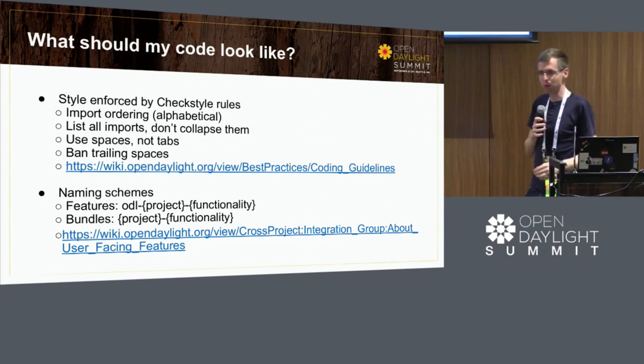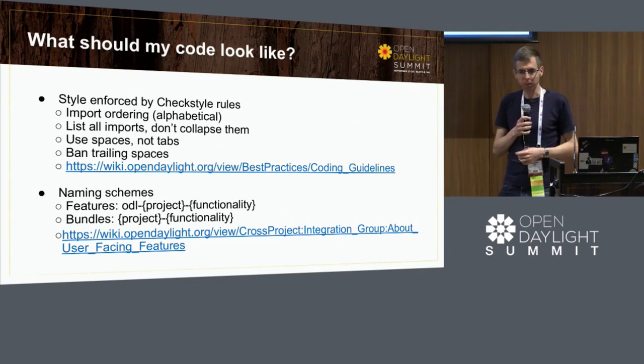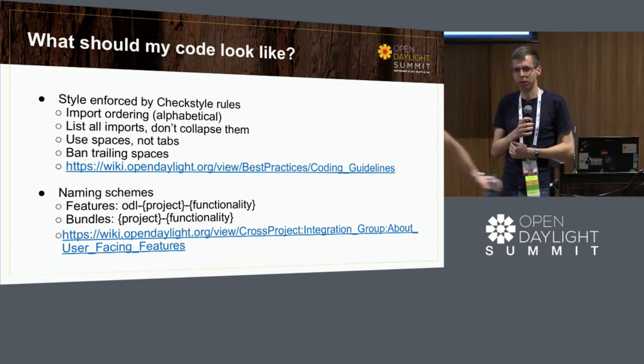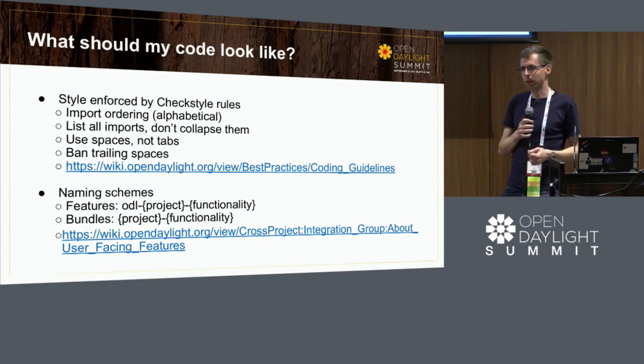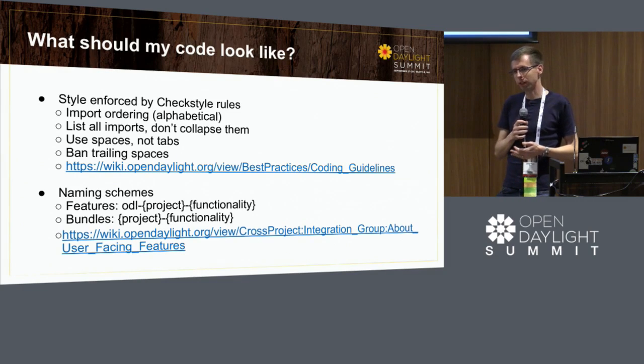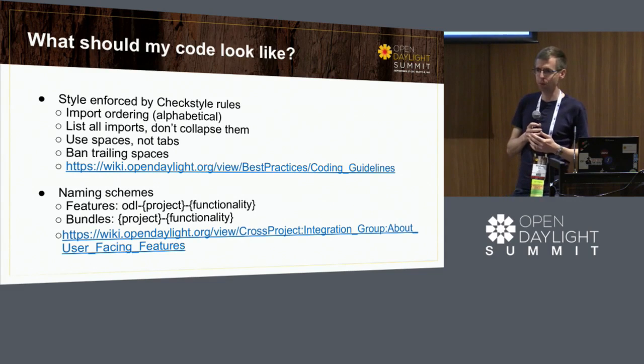So what should your code actually look like? We've covered the project layout. Now into the details of the code, we've got a number of checkstyle rules that are used to provide a uniform code style. You don't have to use them in your projects, but we do like it when you do.